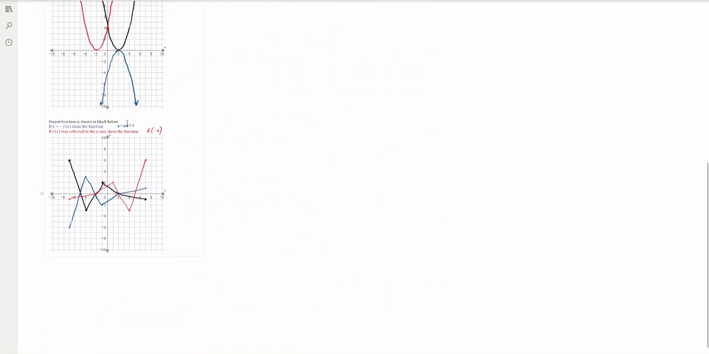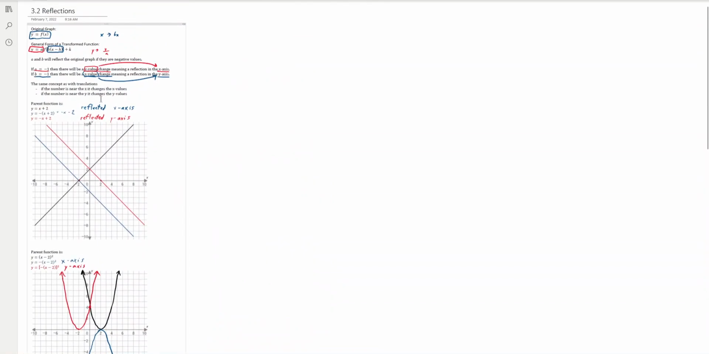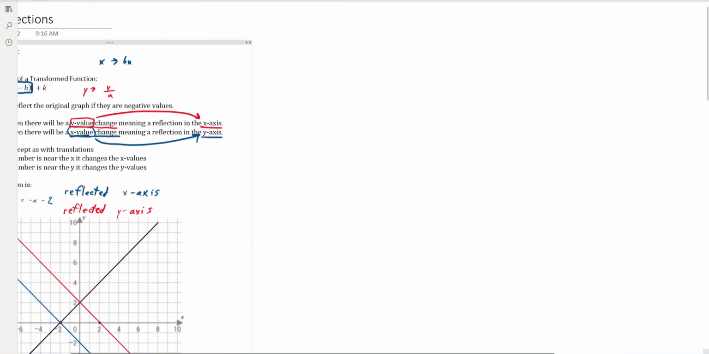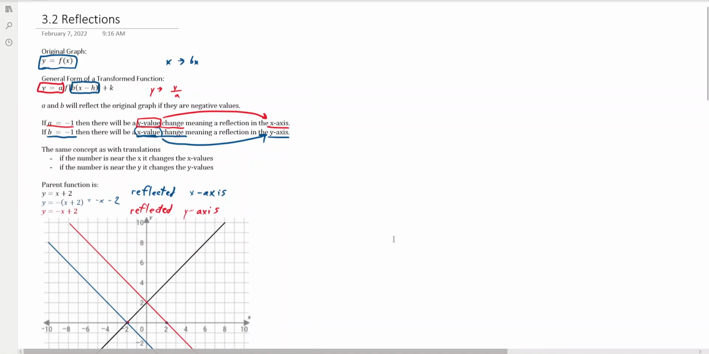All right, just doing practice problems like this is how you can learn. So I hope that this video helped you guys out a little bit, better understanding the idea of reflections in transformations, reflecting over the x-axis, y-axis, the a and b values, and which values are actually changing, the x or y values. Hope this video helped, and good luck.